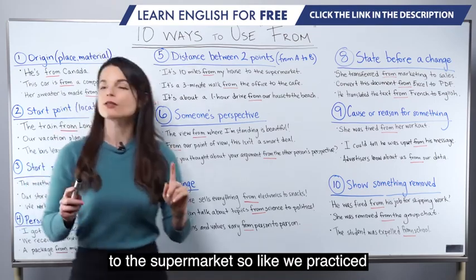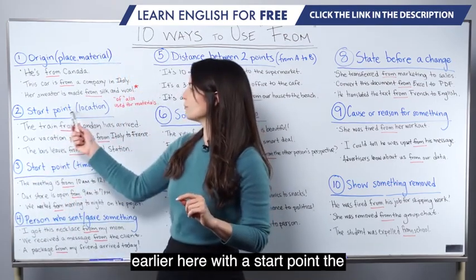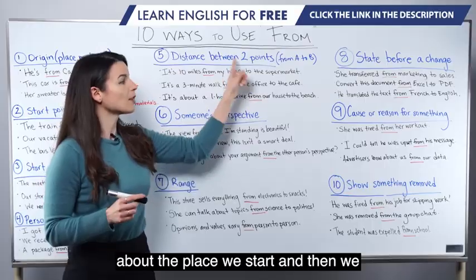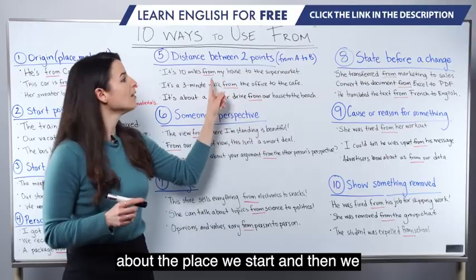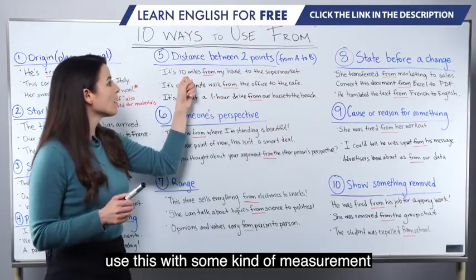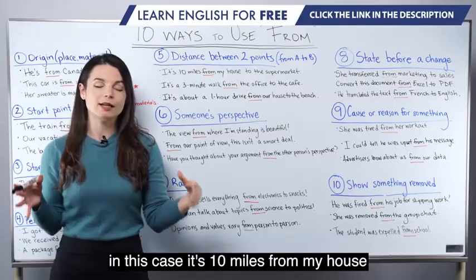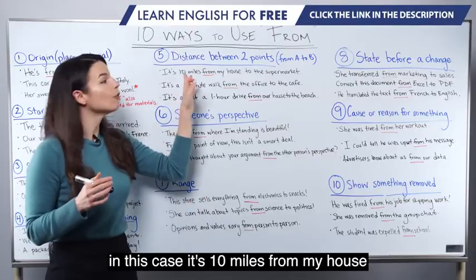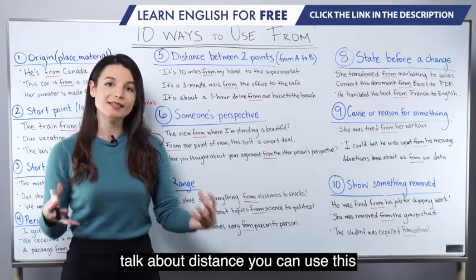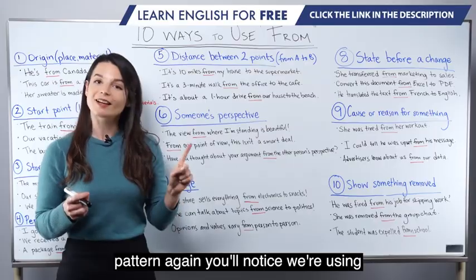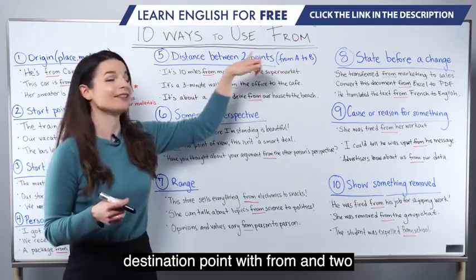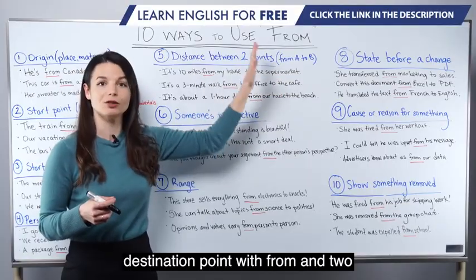So, like we practiced earlier, with a start point, the location start point, we use from to talk about the place we start, and then we talk about the destination here. But we use this with some kind of measurement. In this case, it's 10 miles from my house to the supermarket. So when you want to talk about distance, you can use this pattern. Again, you'll notice we're using this from to pattern. Start point, destination point with from and to.